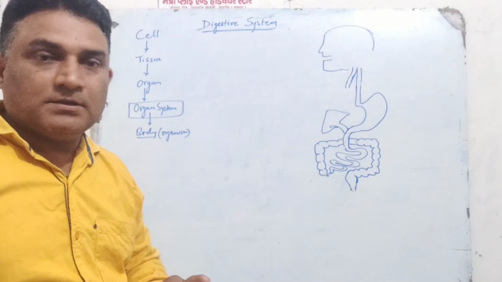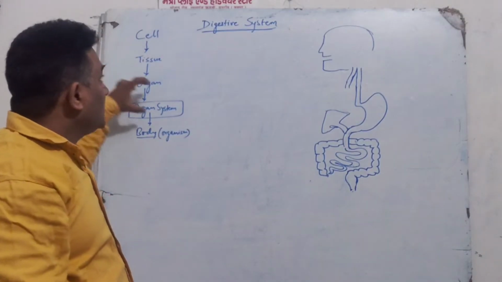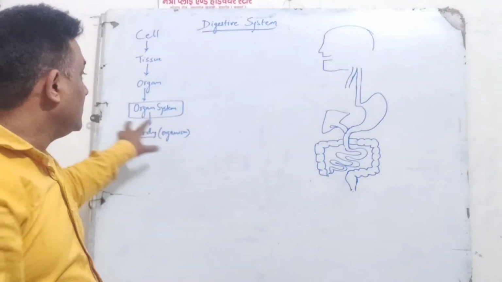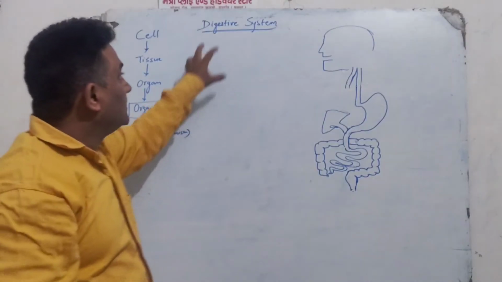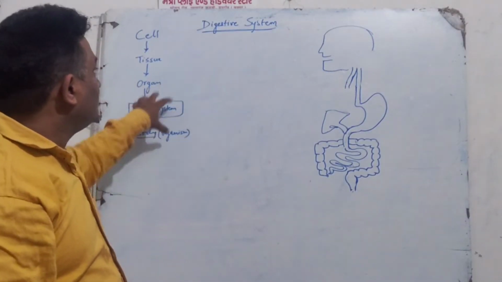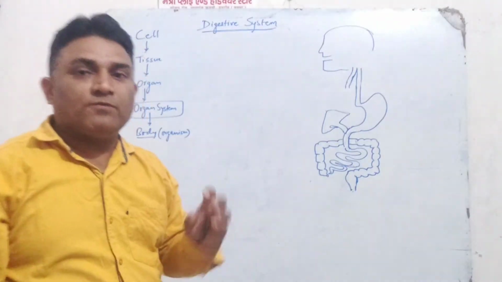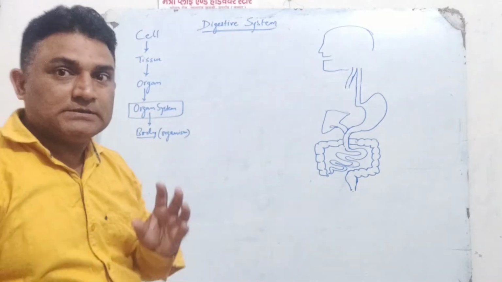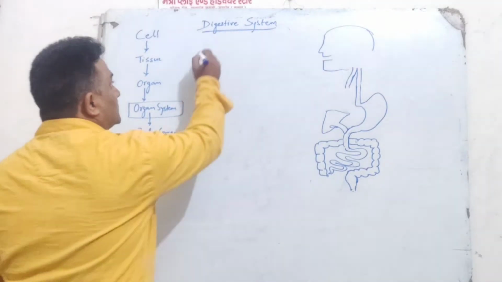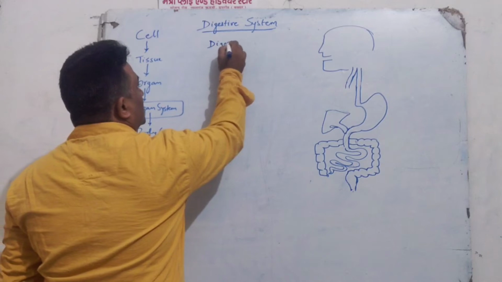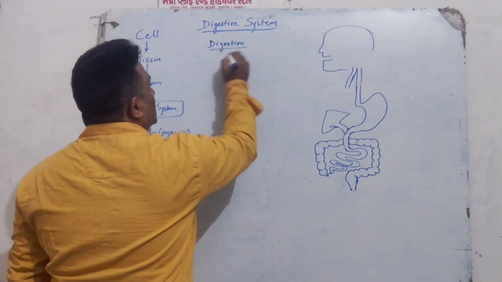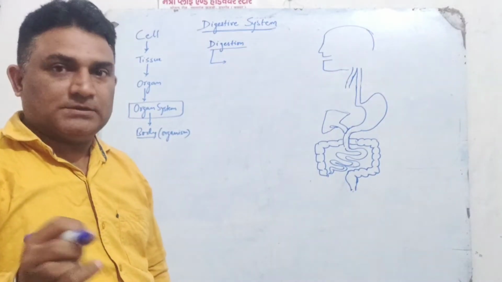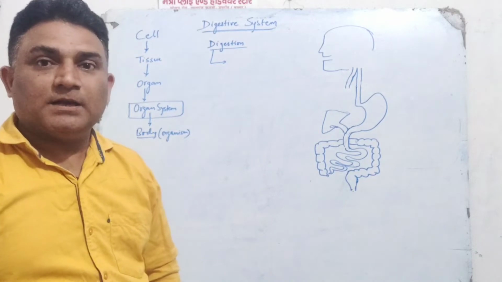I am repeating it again. We are going ahead with the digestive system, where we will be studying this part, organ system, and the digestive system is a group of organs which go ahead and perform the same function of digestion. So what does digestion mean to you? What is digestion? Digestion is the simplest definition which I'm going to let you know.